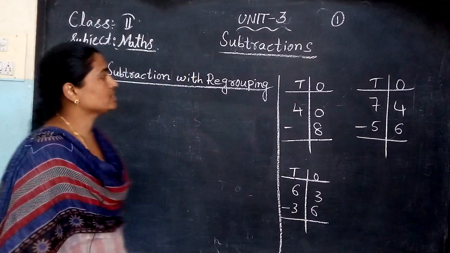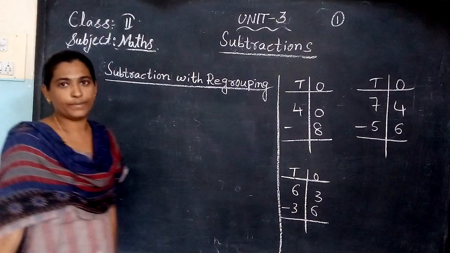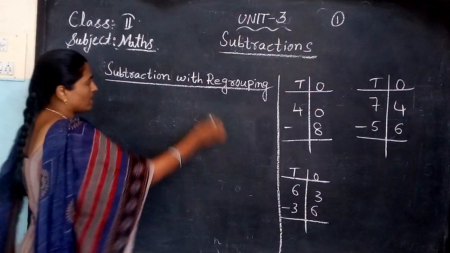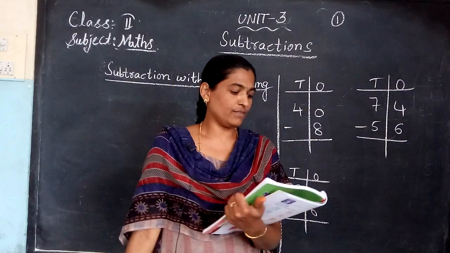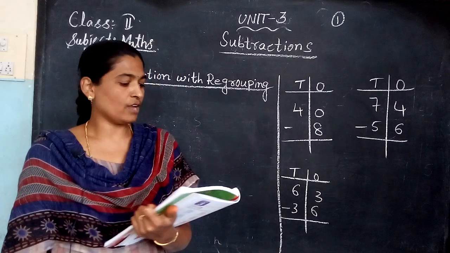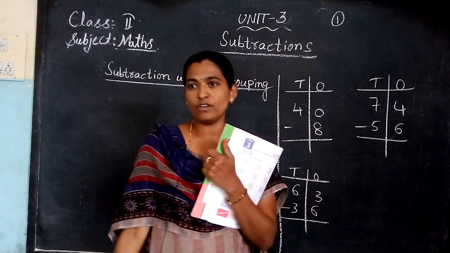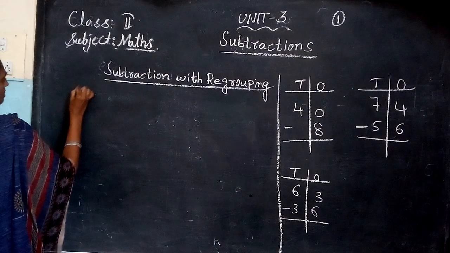Next, another topic, children: subtraction with regrouping. It means you have to expand the number. Here in subtraction we don't have enough ones. When we subtract, you may not have enough ones, then you have to regroup. 1 tens is equal to 10 ones. Yes, see here one example.